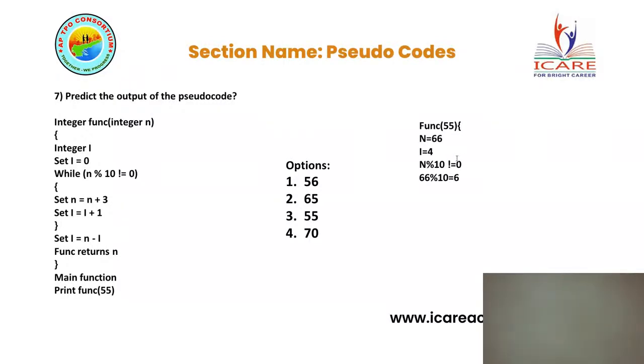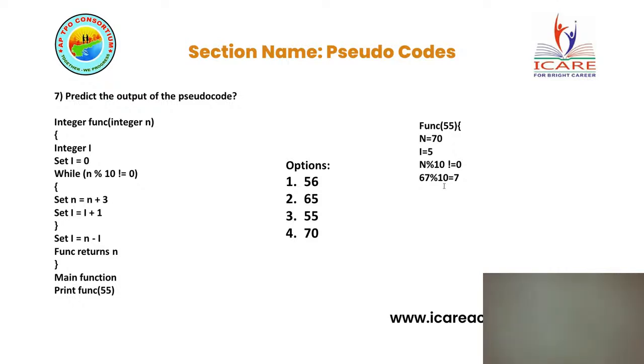Sorry, 64 plus 3, it becomes 67. So 67 modulo 10 is equal to 7. 7 not equal to 0, the condition is true, and n equal to 67. 67 plus 3, it is 70. So i value becomes 5.